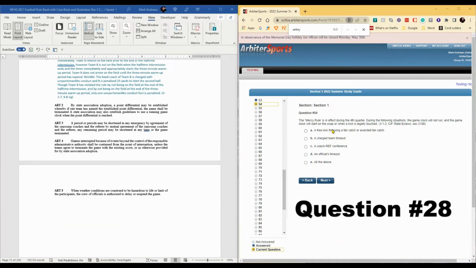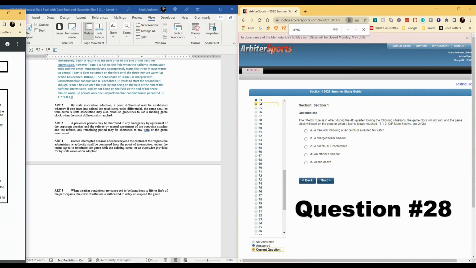Okay, question 54. The mercy rule is in effect during the fourth quarter. During the following situations, the game clock will not run, and the game clock will start at the snap or when a kick is legally touched. Rule reference 3-1-2. 3-1-2 simply says by state association adoption, a point differential may be established, whereby if one team has established a point differential, the game shall be terminated. A state association may also establish guidelines for using a running game clock. So that's what we've done in California.